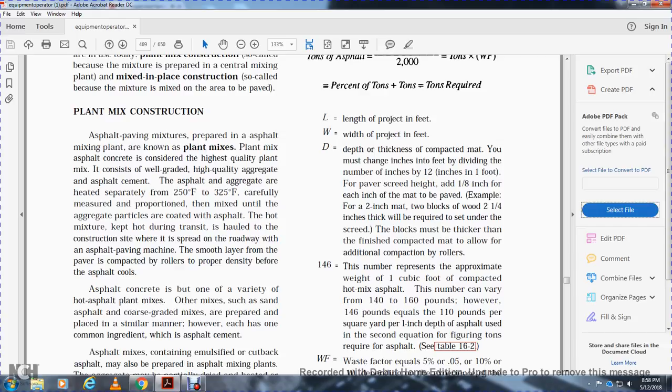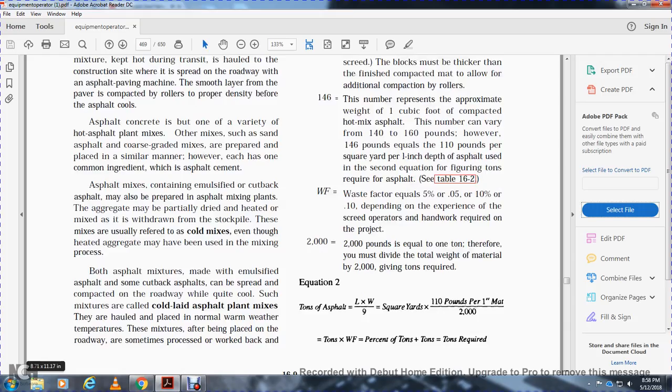Asphalt concretes are produced in very hot asphalt plants, and other mixes such as sand asphalt and coarse grade mixes are prepared and placed in a similar manner. However, each of them has one common ingredient, which is asphalt cement. Asphalt mixes containing emulsified or cutback asphalt are also prepared in asphalt mixing plants. Aggregate may be partially dried in the heat of the mixes withdrawn from the stockpile. These mixes are usually referred to as cold mixes, even though heated aggregate may be used in the mixing process. Most of these mixes are made with emulsified asphalt or cutback asphalt that can be spread and compacted on the roadway while quite cool.